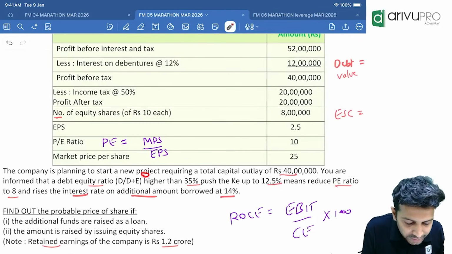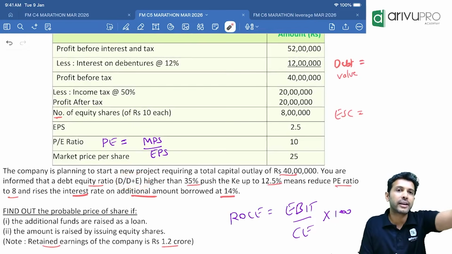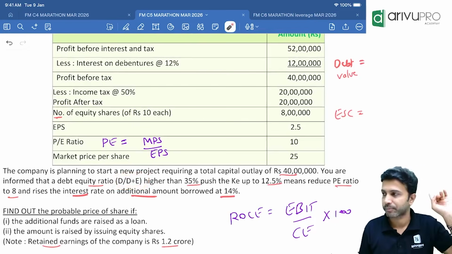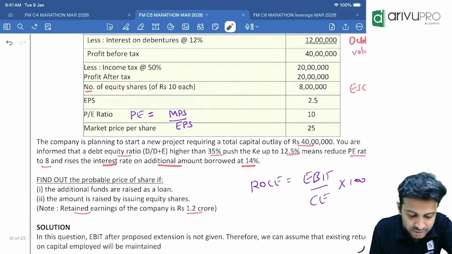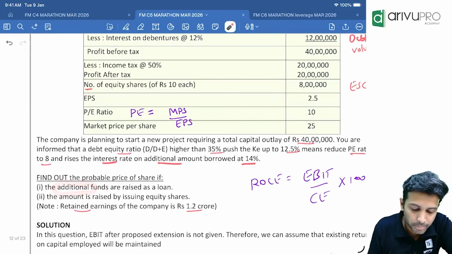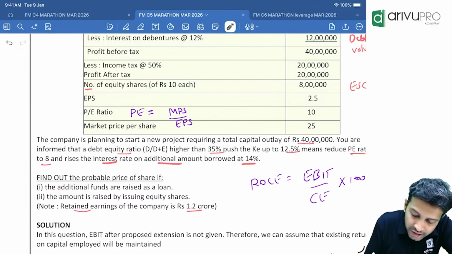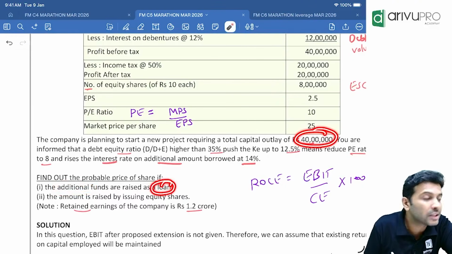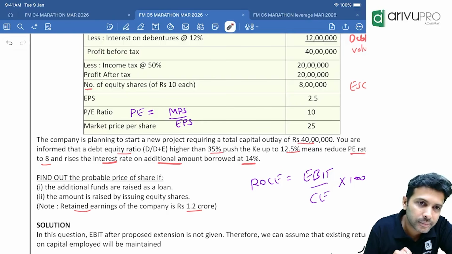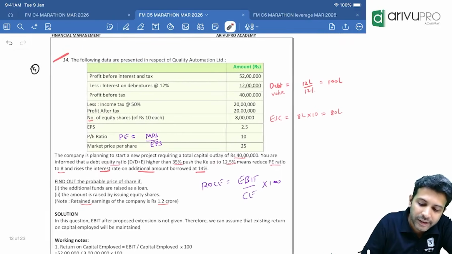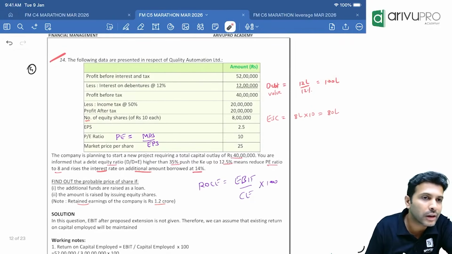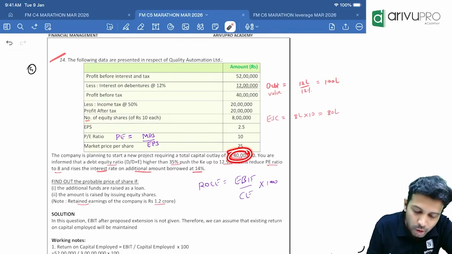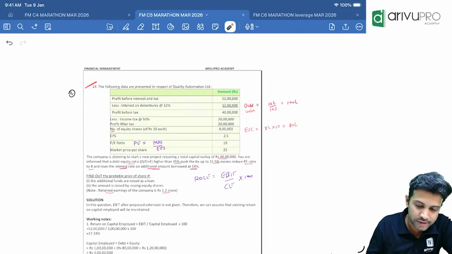And how do you calculate debt equity ratio? They only told: debt divided by debt plus equity. Okay. Let's take up the first case. Sir, in the first case, what is the assumption? Or what is the first case? Additional fund is 40 lakh. It is coming through loan, as in debt. Currently, what is my debt value? 1 crore. How much more debt am I borrowing? 40 lakhs. So let's find out the debt equity ratio.